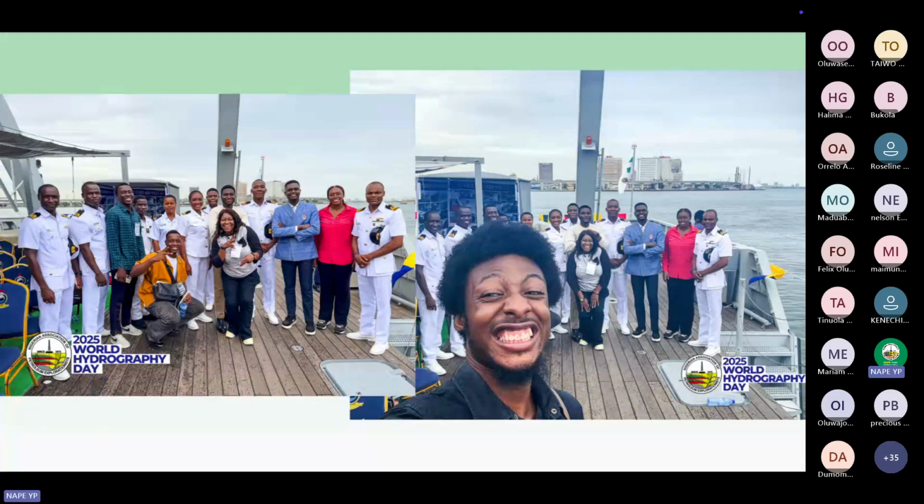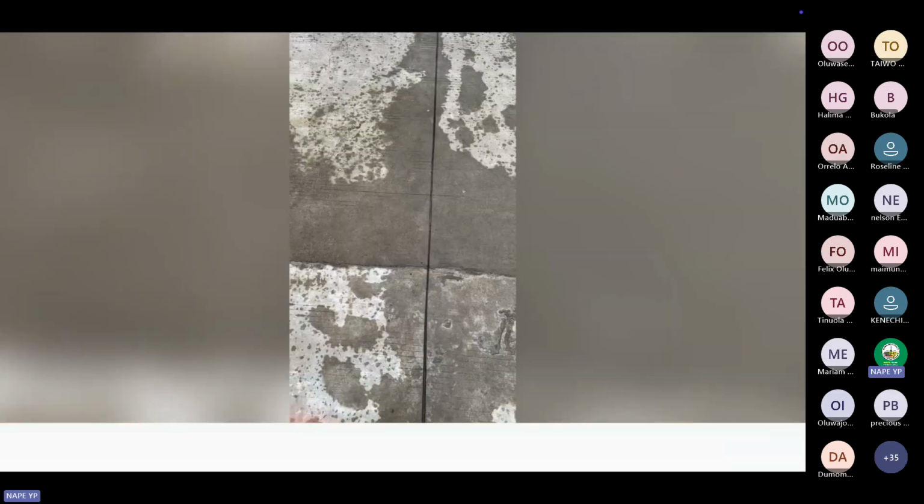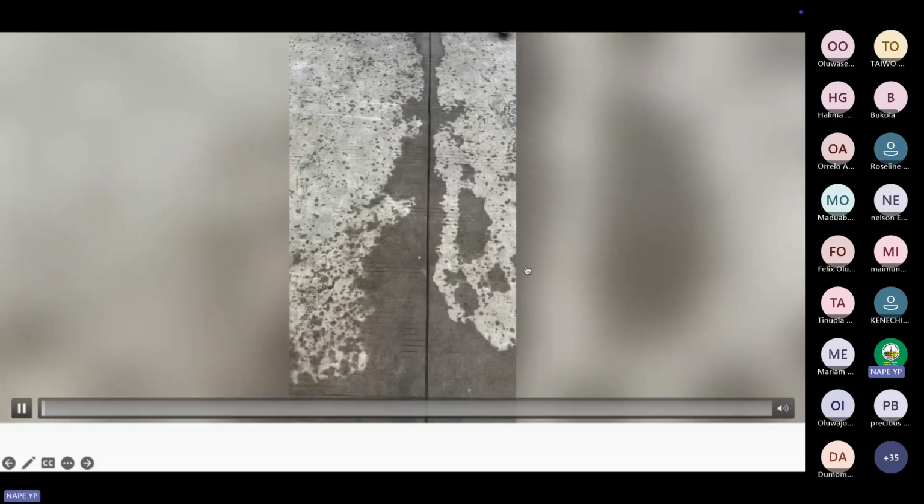These are some of our members that were around to celebrate that day of learning. This is a photo session with the top officials of the ship. That's the ship captain at the center, seated. Then, just to show a video of what we experienced also, you can go ahead and enjoy.